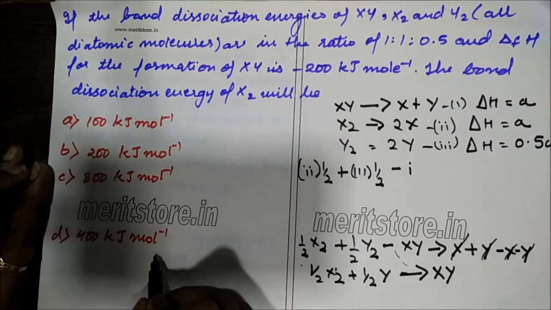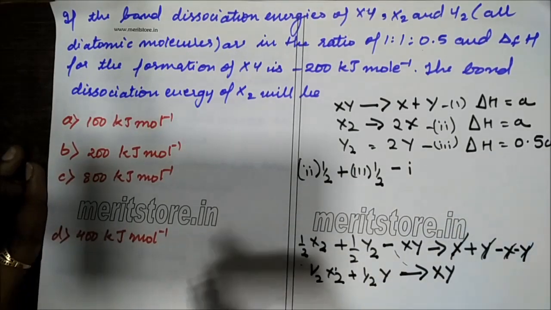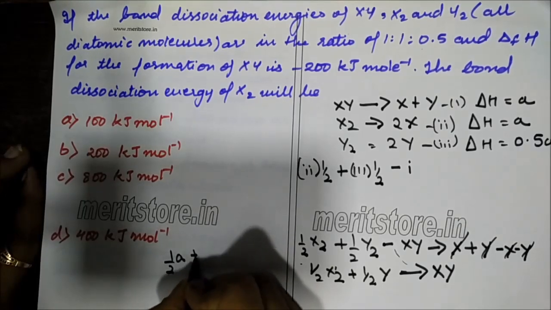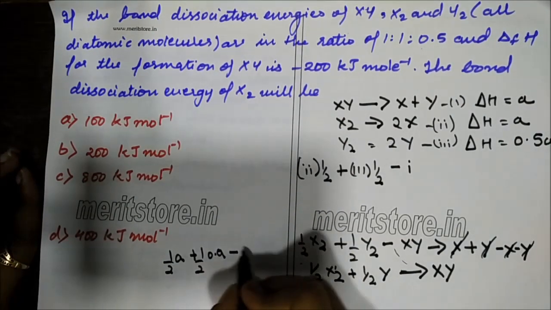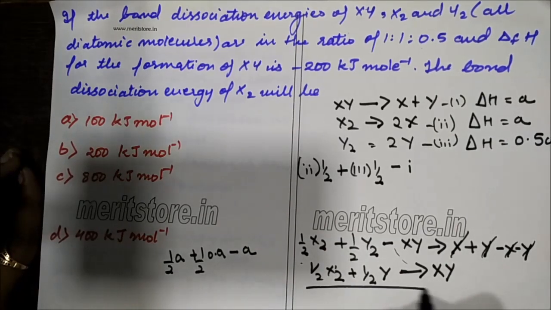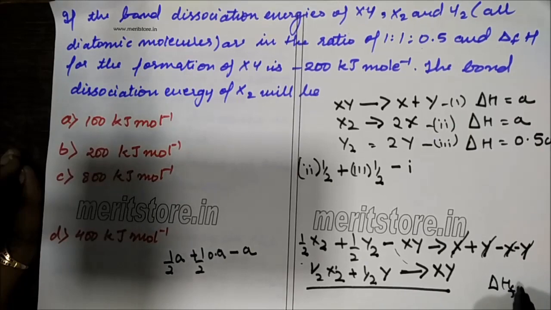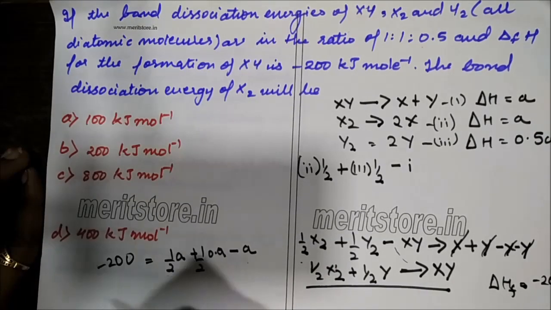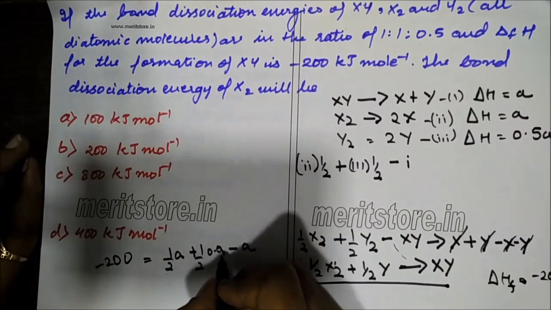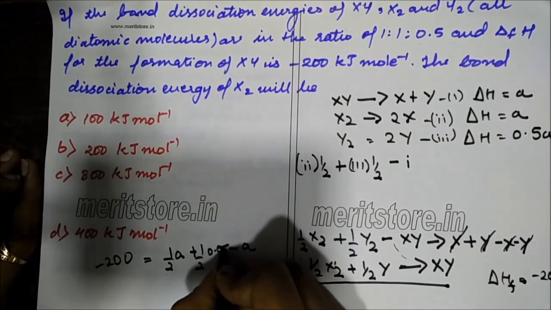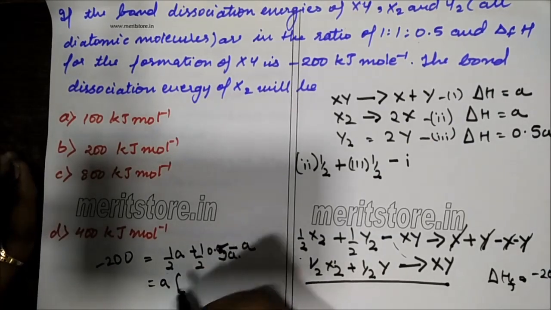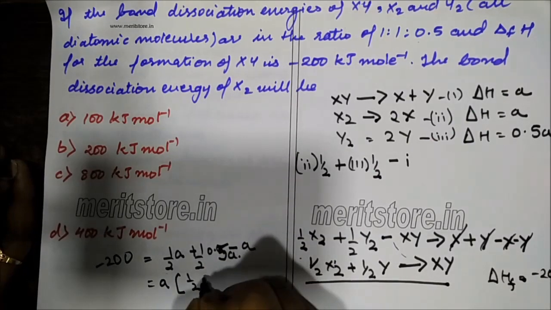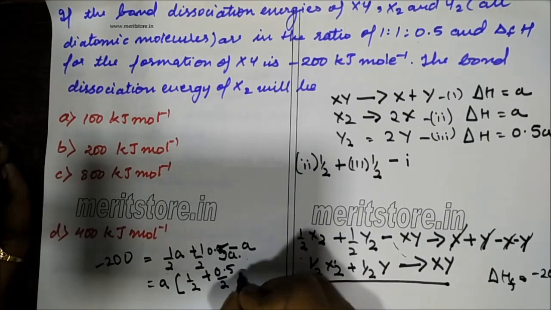Now whatever I did on the left hand side, I will also have to do with the enthalpy change. So what did I do? I multiplied the second and third equations by half. So that's half of A plus half of 0.5A, and then I subtracted the first equation, which means minus A. And the enthalpy change for this reaction, delta HF, is already given to me, which is minus 200. So this entire thing should be equal to minus 200. Now let's just simplify. I am taking A common. So this is half plus 0.5 upon 2 minus 1.